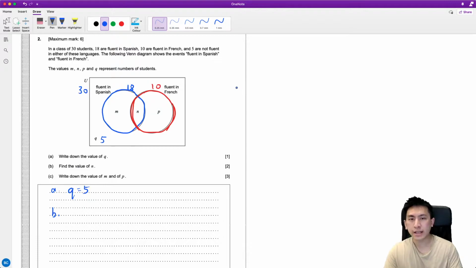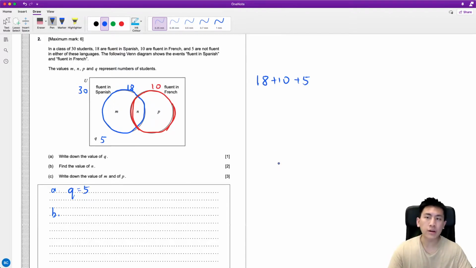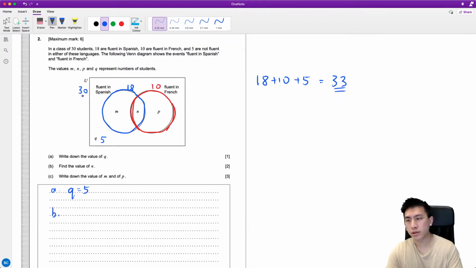If you think about it, if you do 18 plus 10 plus 5, this number would surely be bigger than 30, because that would be 33. And the extra 3 people, because you know there's only 30 people here, right? The extra 3 people must have been the overlap, or else we would have more people than we have in the whole class, right?